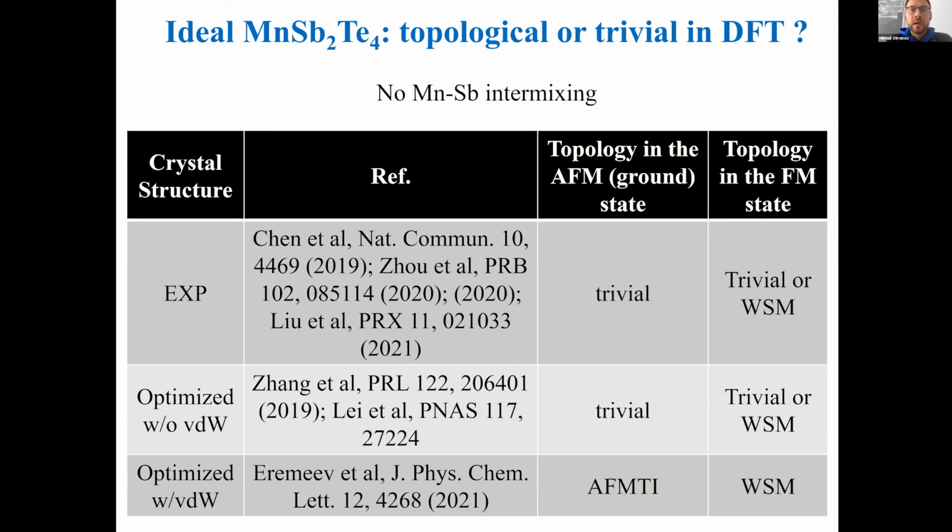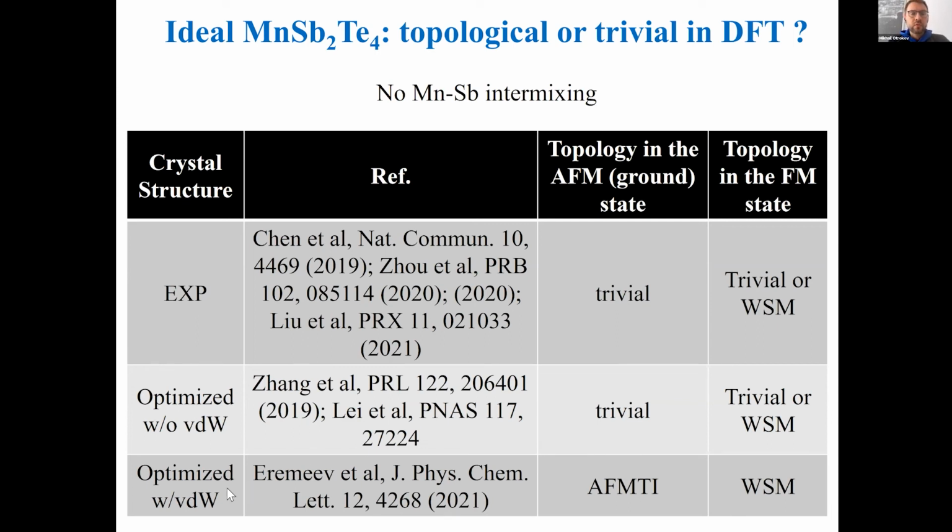Then if you take the experimental lattice parameters and the experimental positions of the atoms, irrespectively whether there is intermixing or not, typically there is, and you perform the DFT calculation as it is reported here, you will find that in the ground state, which is antiferromagnetic, it will be trivial topology, trivial insulator. And in the ferromagnetic state, it will be either trivial insulator or Weyl semi-metal. Obviously, it depends a little bit on the calculation parameters. Then basically the same thing will happen if you optimize the structure of this material, but you do not take the van der Waals coupling into account as reported here. You will have basically the same answer.